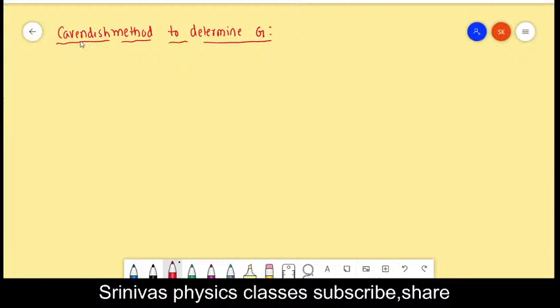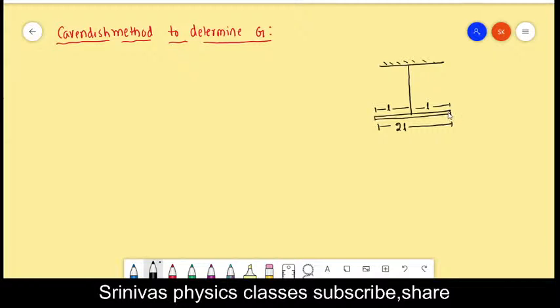Cavendish method. Cavendish is the name of the scientist. He found a method to determine the capital G. That method I am going to explain. For this purpose, this is a rigid support. From that, using a string, I suspended one weightless thin rod. Its weight is negligible. Its length we will take as 2L, suspended at the middle. This side length L and this side length L.